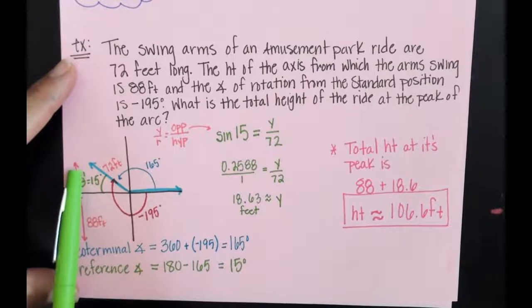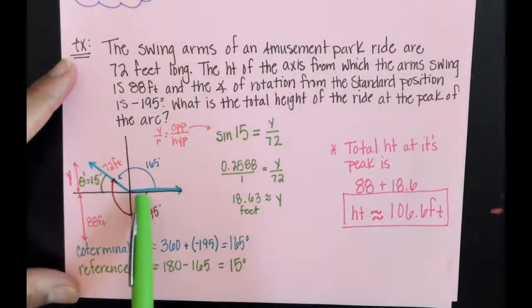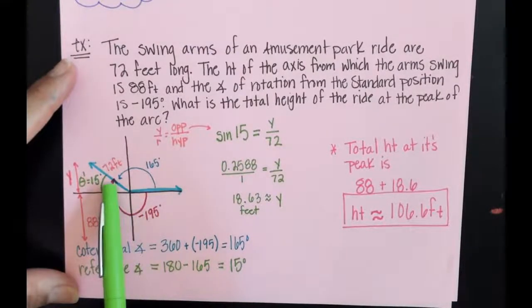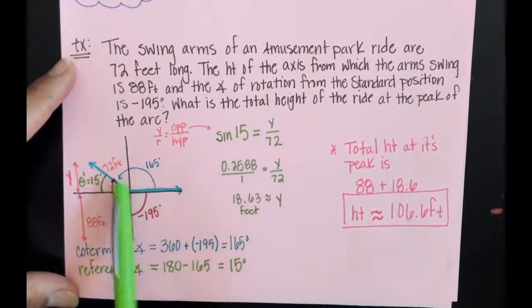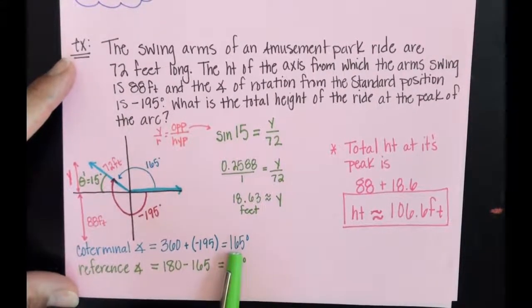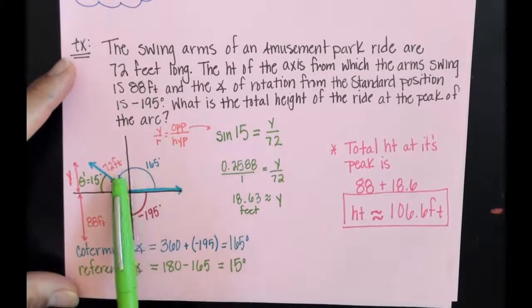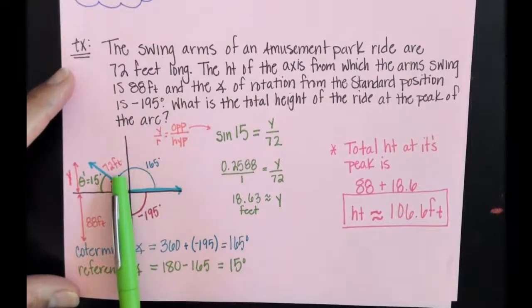So again, our vertical distance. Well, negative 195 we can't calculate. So what we have to figure out is what that coterminal angle is first. So that's 360 plus the negative 195. And we find that our coterminal angle is 165. So that's the one we want to work with now, that counterclockwise direction.